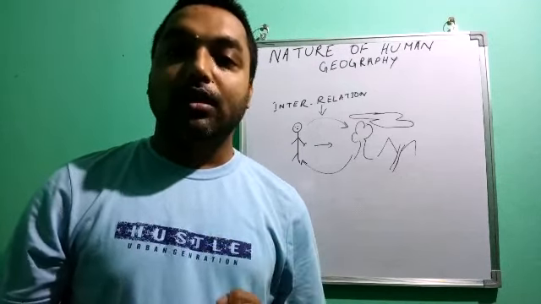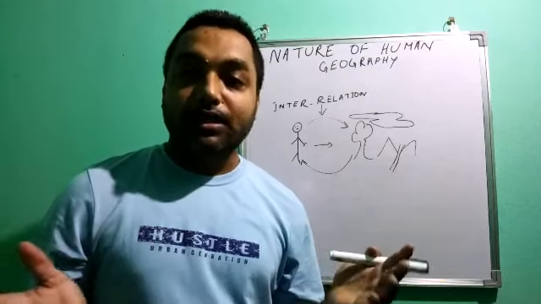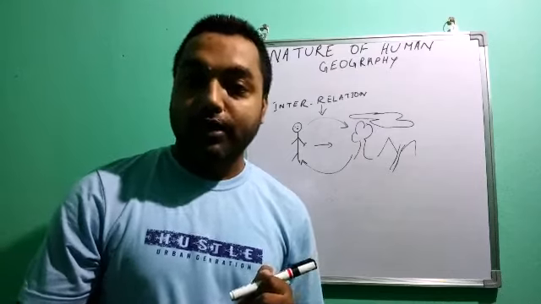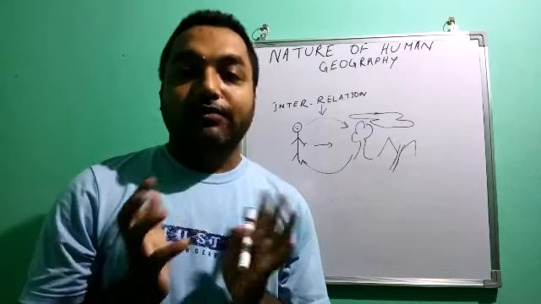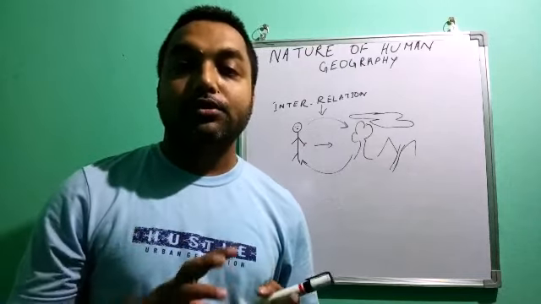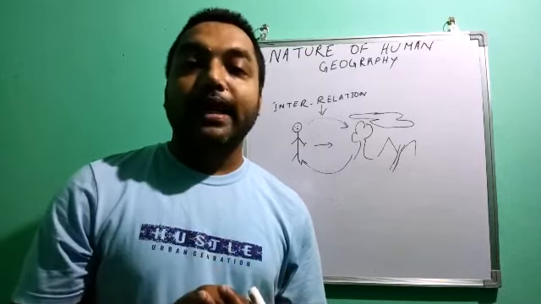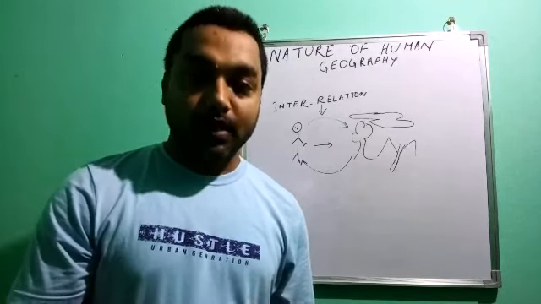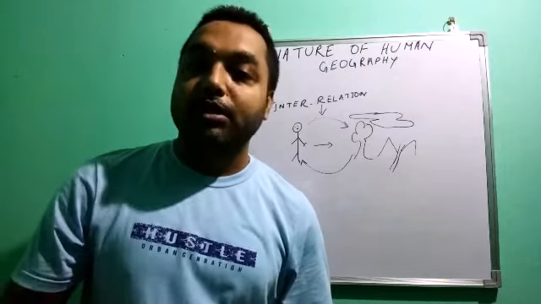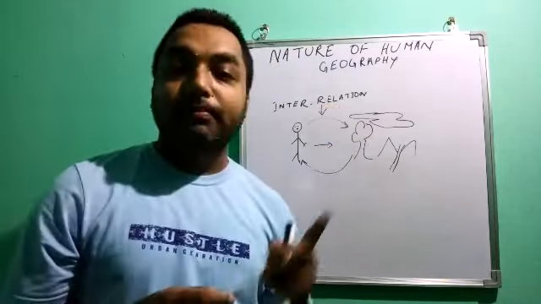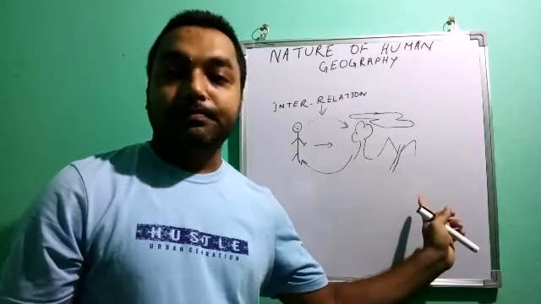Here we will discuss first the nature of human geography. So already we have discussed the definition and the starting, or the aim, of human geography. In the definition we have understood that the basic work of human geography is to study the man-environment relationship, the human being and its environment relationship. So the nature of human geography is to study the interrelationship between man and the environment.